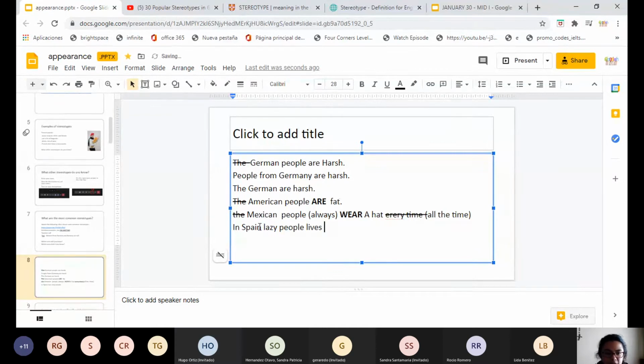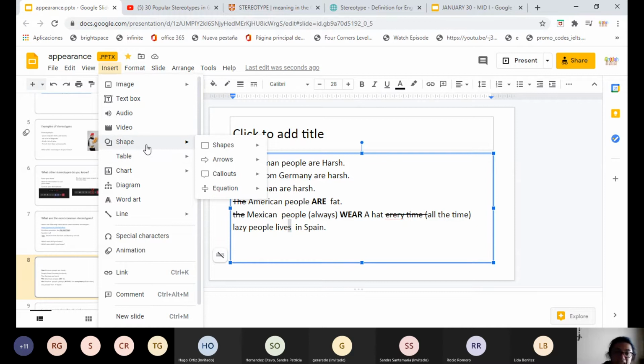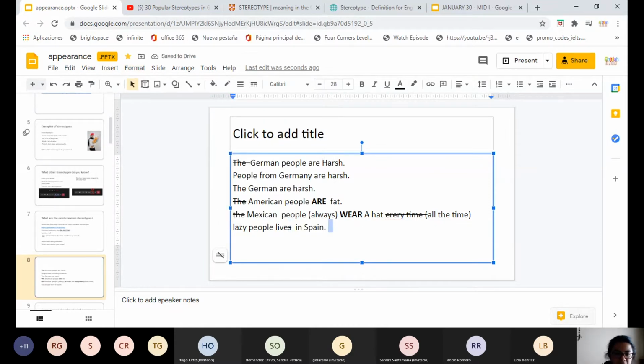But there is another problem here. Can anybody identify the problem? Yes, no? So here we are not going to say leaves. Leaves, no. Live. Lazy people live in Spain because remember, in English, we consider people a plural word. So we don't say is or lives, we say live. Lazy people live in Spain. Okie dokie? Here we have straight through. Okay, lazy people live in Spain.